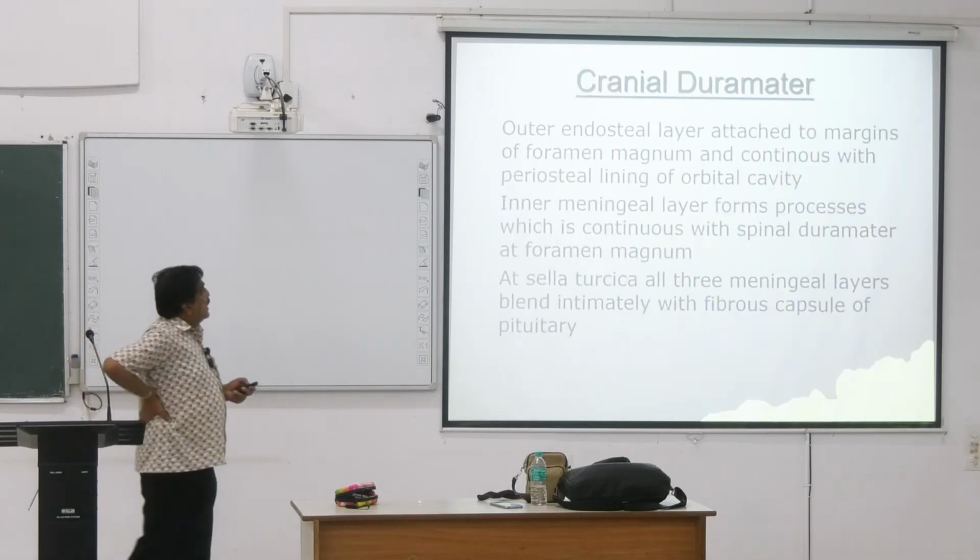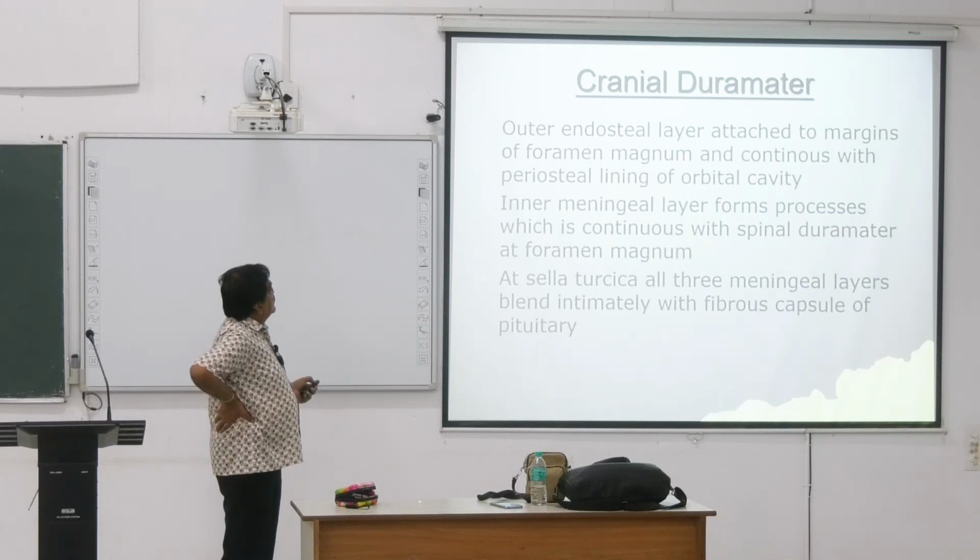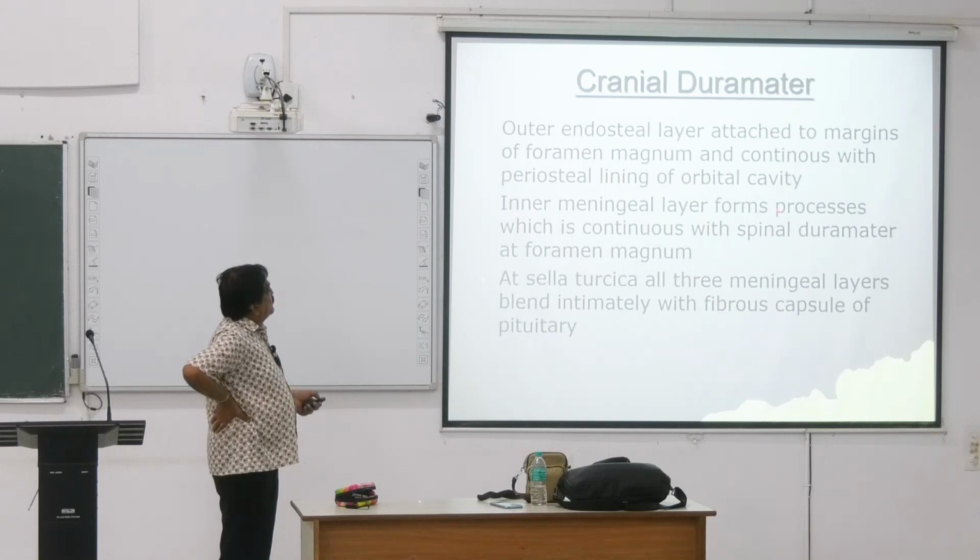Now, cranial dura mater: the outer endosteal layer is attached to the margins of the foramen magnum and continuous with the periosteal lining of the orbital cavity. The inner meningeal layer forms processes and is continuous with the spinal dura mater at the foramen magnum. At sella turcica, all three meningeal layers blend intimately with the fibrous capsule of the pituitary.